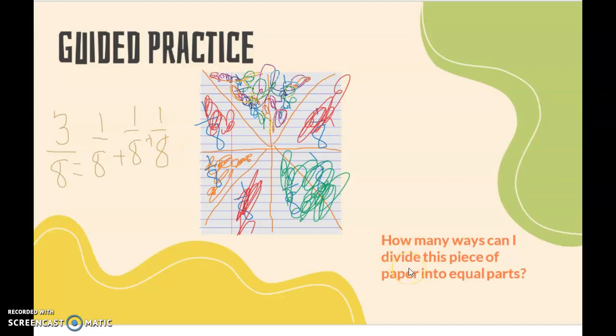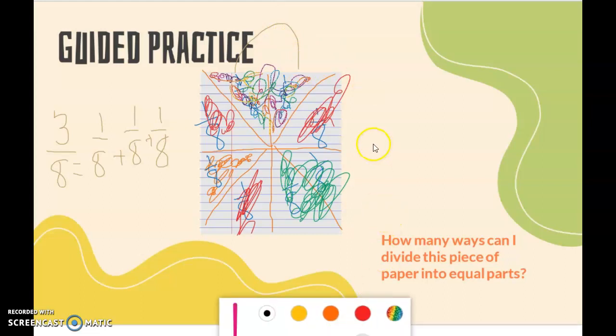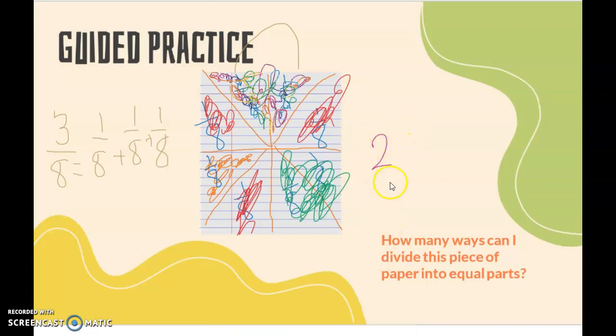Let's say I wanted to know what fraction of the fractional parts of my model has an area of rainbow colors, then I know that I have two parts that are rainbow colored. So I will write the fraction 2/8, and I can decompose 2/8 into smaller fractions, smaller parts, 1/8 plus 1/8, which equals 2/8.